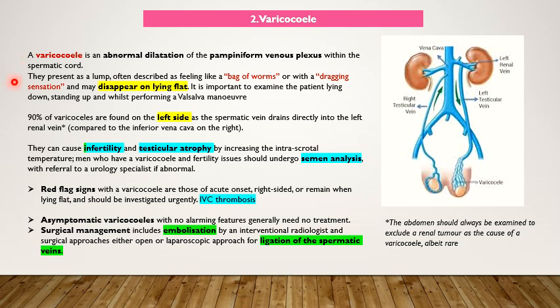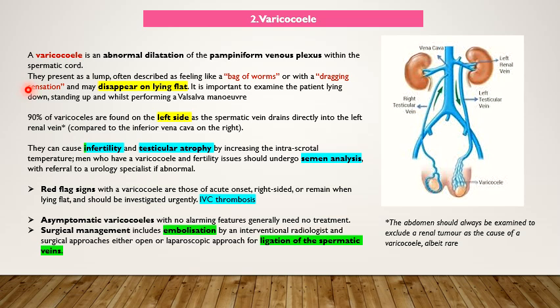They present as a lump, often described as a bag of worms. Actually, they are all dilated veins, like varicose veins within the bag called the scrotum. So when you examine him, you will feel the scrotum as containing a bag of worms. And they can have a dull, aching, and dragging sensation.